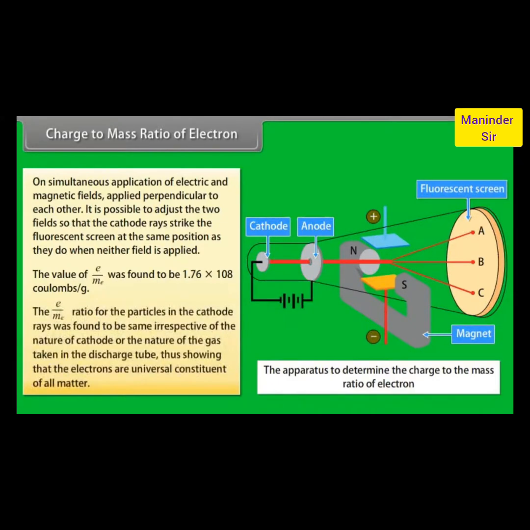The e/m ratio for the particles in the cathode rays was found to be same irrespective of the nature of cathode or the nature of the gas taken in the discharge tube, thus showing that the electrons are universal constituent of all matter.